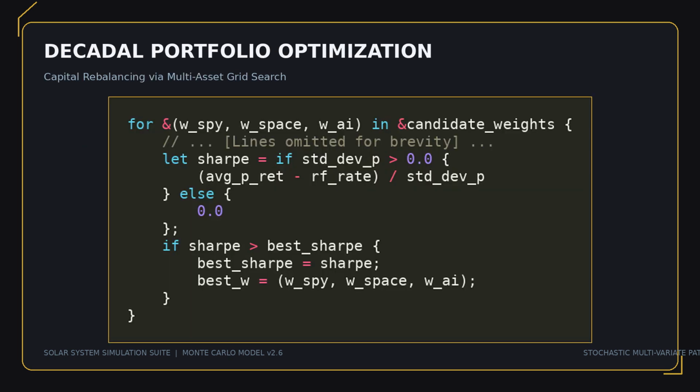Let us review our native solver implementation in Rust. Every decade, we iterate through candidate weight configurations from our candidate weight array, verifying that their sum equals exactly 100%. The algorithm evaluates the historical decade-end values across all 5,000 paths. It computes the average yields, covariance matrices, and Sharpe scores. If a combination records a Sharpe ratio higher than our current best, it updates our active allocation structure.